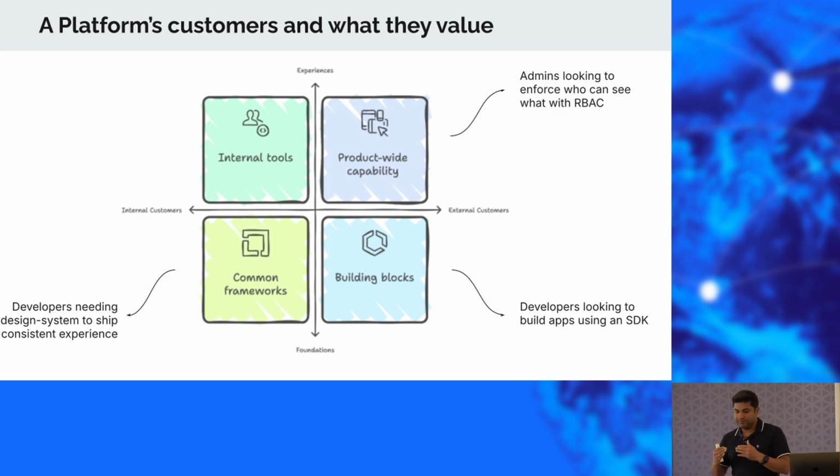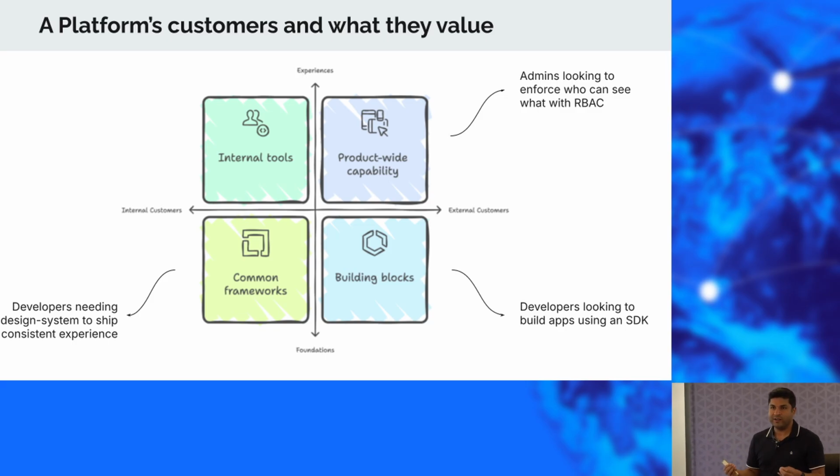One way I like to map this out is in this 2x2 grid. On the x-axis you have your external customers and your internal customers. On your y-axis, you have these foundations and your experiences on top. What that allows you to do is think about what categories or types of platform products exist out there and how we treat them differently. Just as an example, I think this slide is getting cut off on the side, but on the right side on the bottom here, it's talking about developers looking to build apps using SDKs.